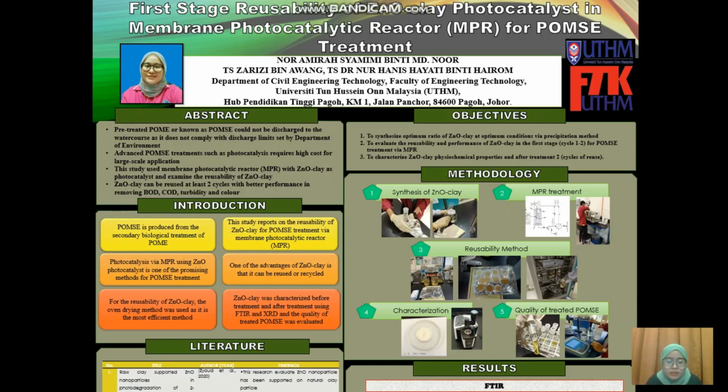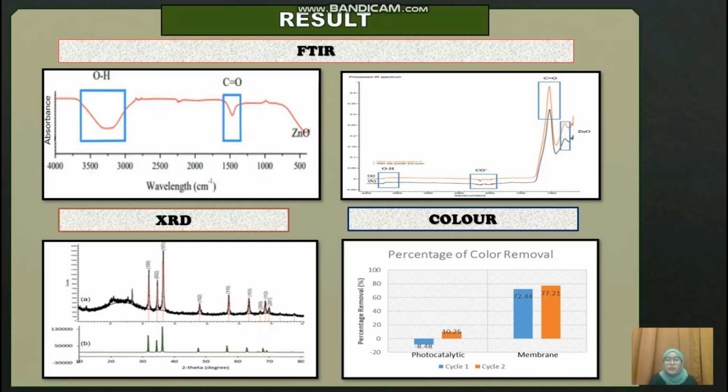For COD, the HACH DR 6000 spectrometer was used to analyze the concentration of COD of the treated sample. The range for the spectrometer is 1600 milligrams per liter. The high range COD vial was used in this analysis because the concentration of COD of POME was high. So next I will proceed with the results.